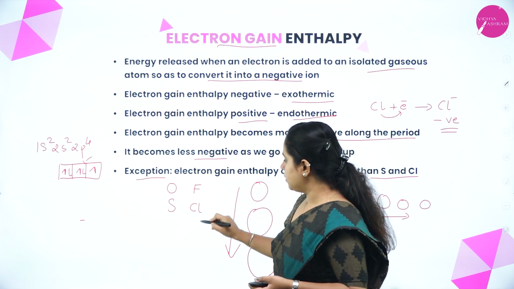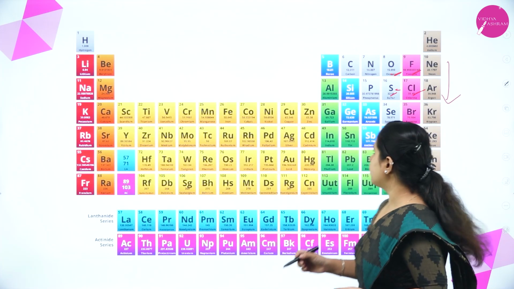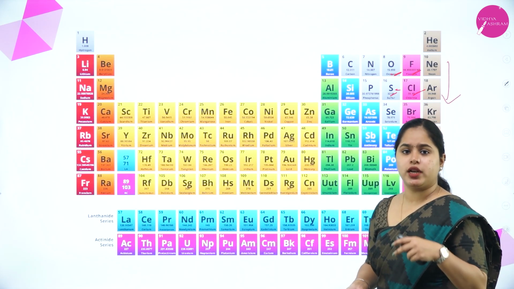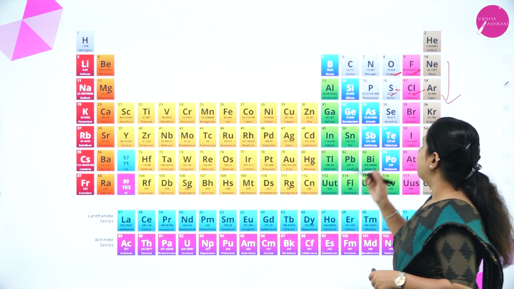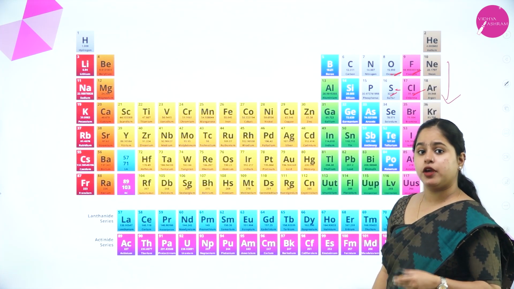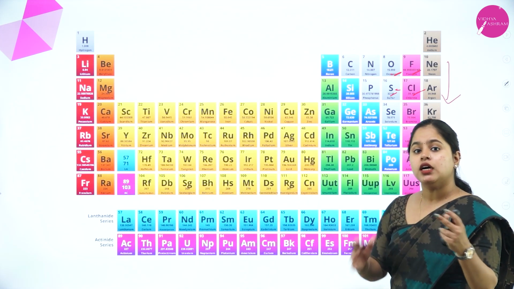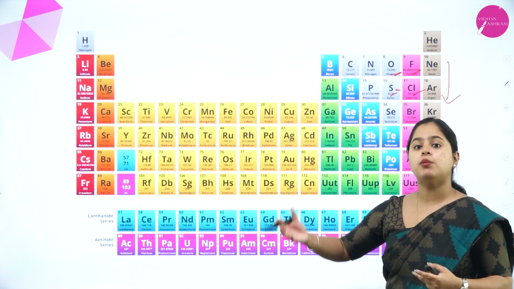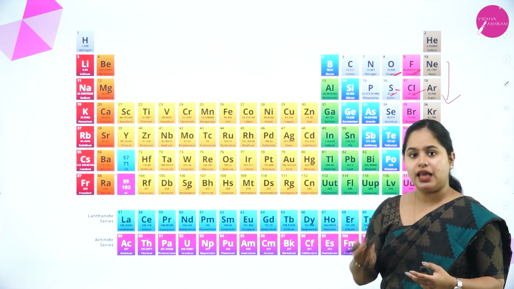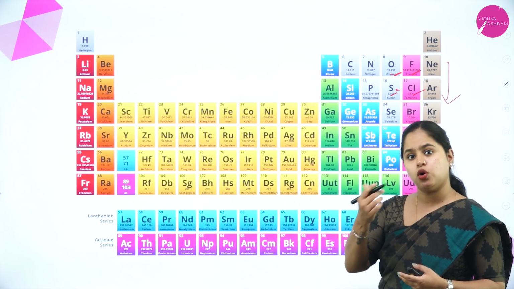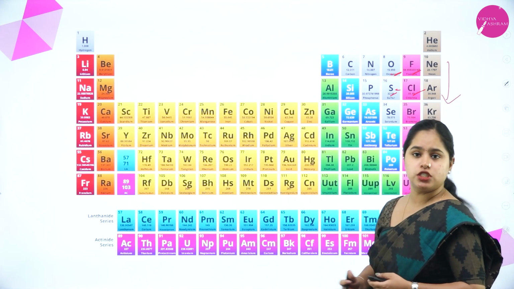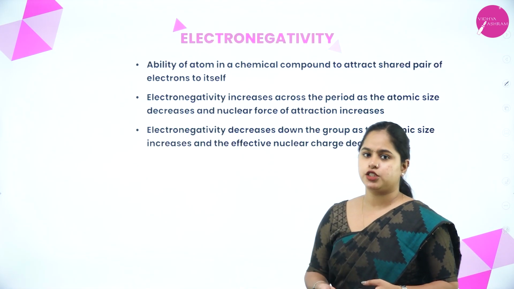The same is the case with fluorine and chlorine. You can see fluorine is here and chlorine is here. Chlorine is supposed to have the less negative value, but fluorine is actually having the less negative value. This is because of the same reason. First, the repulsion should be overcome, so some amount of energy is to be given there, and then the electron is accepted. So the negative value will be less. I hope it is clear. The exception is also clear for you. So that is about electron gain enthalpy.